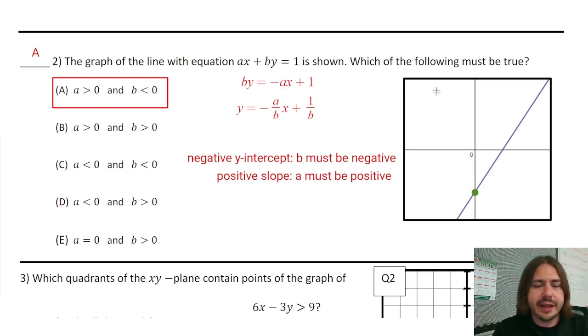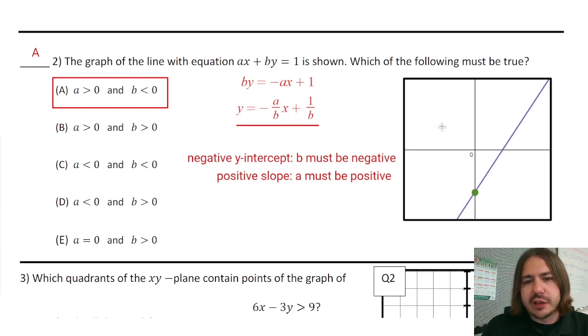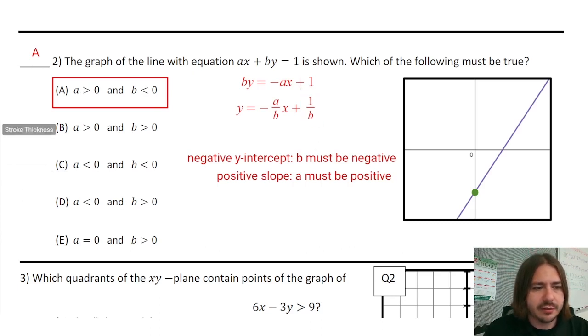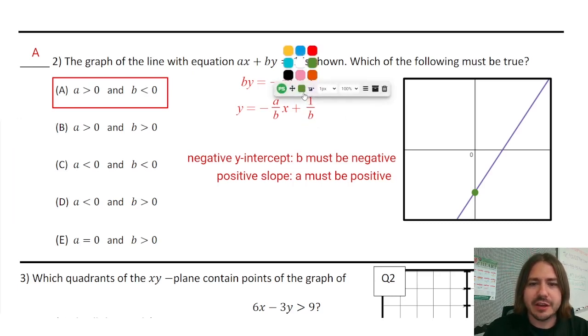So we can divide both sides by b and end up with this equation here: y equals negative a over b x plus 1 over b. When we're looking at this equation, this is in slope-intercept form, that mx plus b form. So this term right here represents the y-intercept, 1 over b.